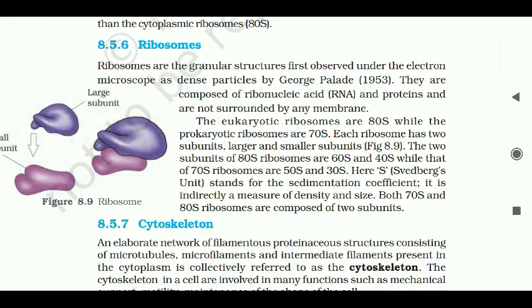8.5.6 Ribosomes. Ribosomes are granular structures first observed under the electron microscope as dense particles by George Palade in 1953. They are composed of ribonucleic acid, RNA, and proteins and are not surrounded by any membrane. The eukaryotic ribosomes are 80S, while the prokaryotic ribosomes are 70S. Each ribosome has two subunits, larger and smaller. The two subunits of 80S ribosomes are 60S and 40S, while that of 70S ribosomes are 50S and 30S. Here, S stands for Svedberg's unit, the sedimentation coefficient. It is indirectly a measure of density and size. Both 70S and 80S ribosomes are composed of two subunits.